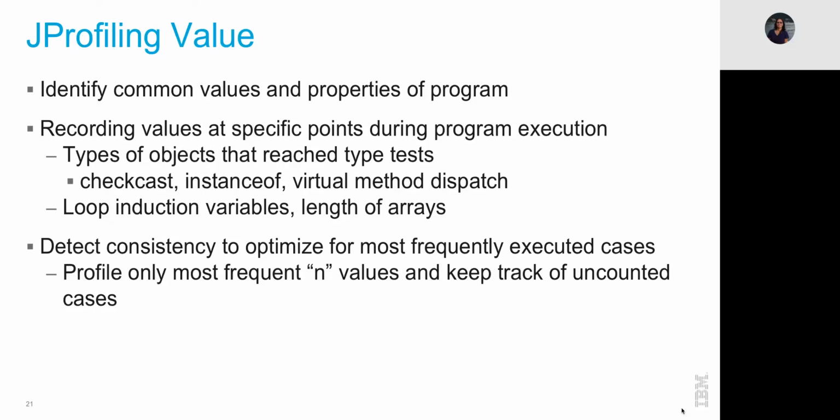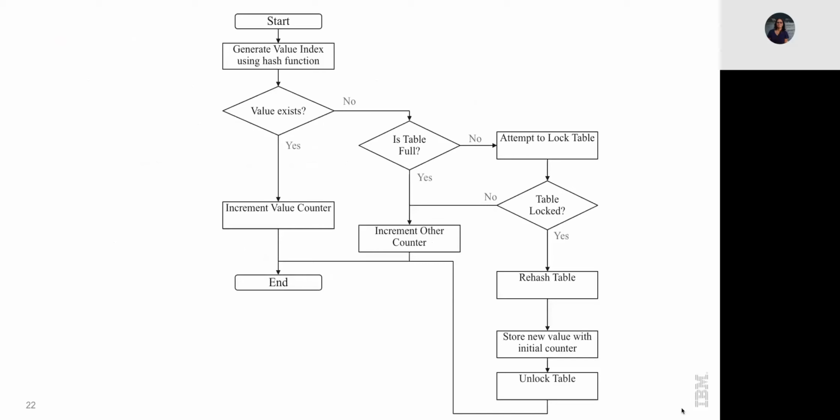So how does JProfiling store the values? Well, it uses a hash function to store the values. That hash function contains two arrays, one with the value information, that provides us information about which values we are profiling, and the other one contains the frequency of the corresponding value.